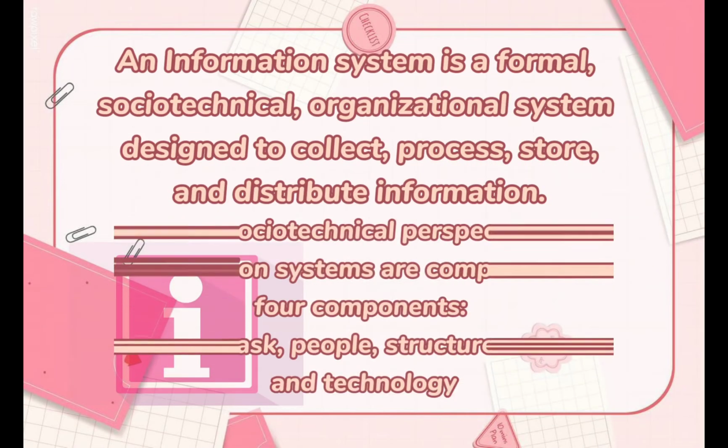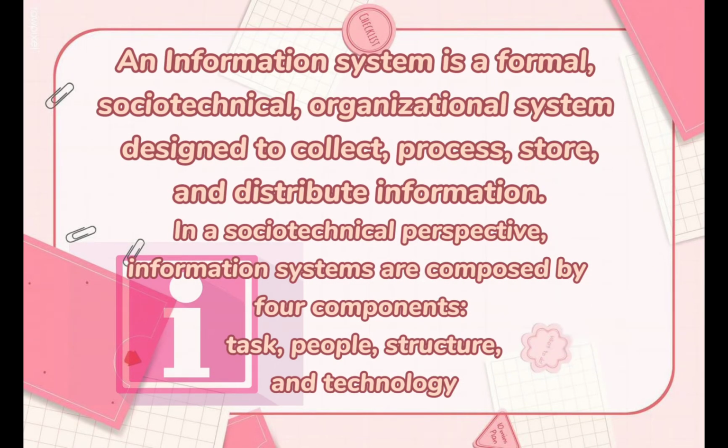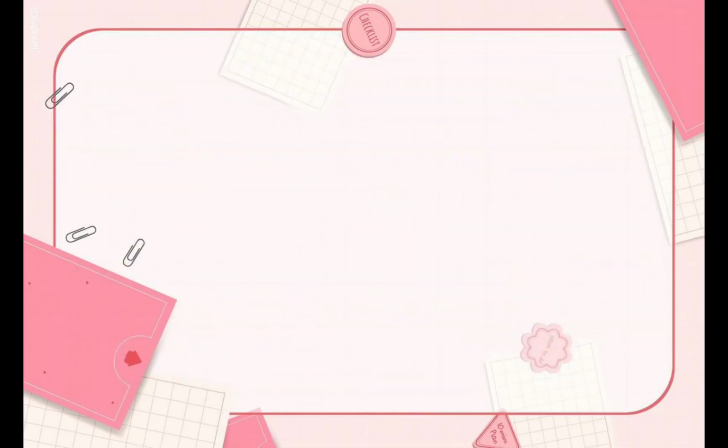An information system is a formal, socio-technical, organizational system designed to collect, process, store, and distribute information. In a socio-technical perspective, information systems are composed of four components: task, people, structure, and technology.